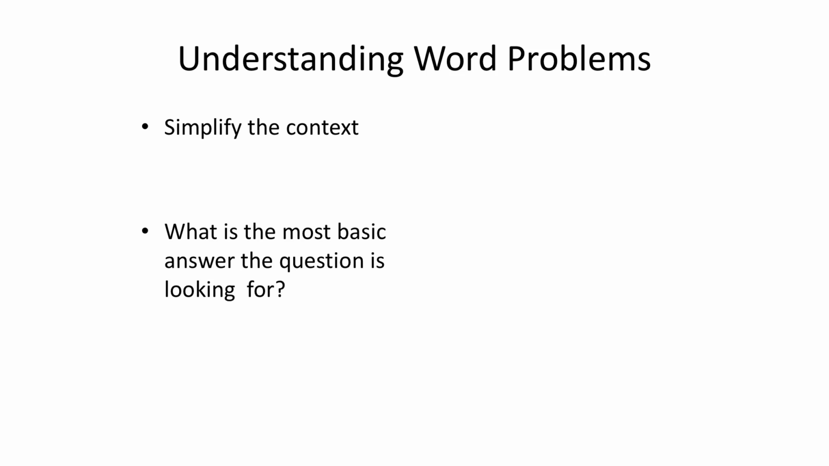Now that's just the basic starting point for our story problems or word problems. But a couple of things that I like to look at is, try to simplify the context. Take away all the fluff. Try to give a 5 to 7 word explanation, if you can, about what the problem is asking for and what the basic scenario is. If you can give me a simple context to it, it'll help you understand exactly what the root of the problem is and where to find the solution. And then, what is the most basic answer to the question and what it's looking for.